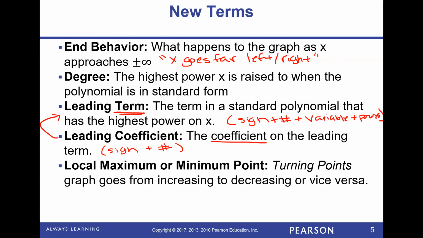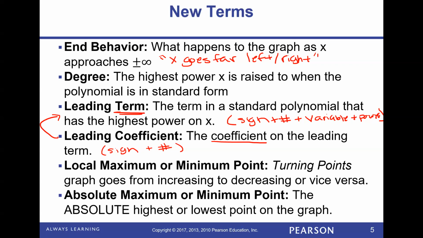Okay, then we have our local max or mins, which again, we have seen these before. This is not new terminology. We've talked about them previously. And this would be also called turning points. And again, they're where we go from increasing to decreasing or decreasing to increasing.